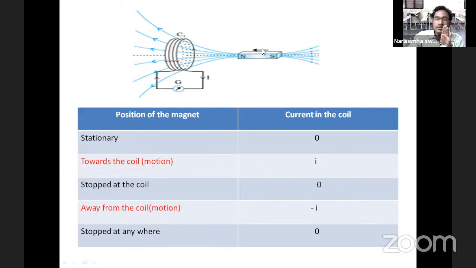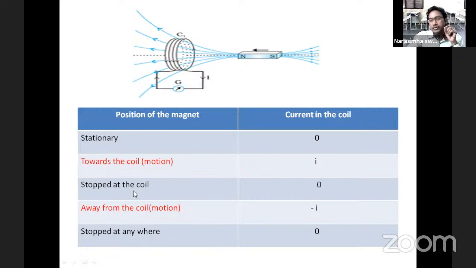If the magnet is moving towards the coil, what does it mean? The number of lines of force is changing continuously. Then the current is produced in the coil and the galvanometer shows deflection, so we can conclude that current is generated in the coil. And similarly, moving the magnet towards the coil, very near. Keeping that magnet very near to the coil. Okay, stop at the coil, near the coil.